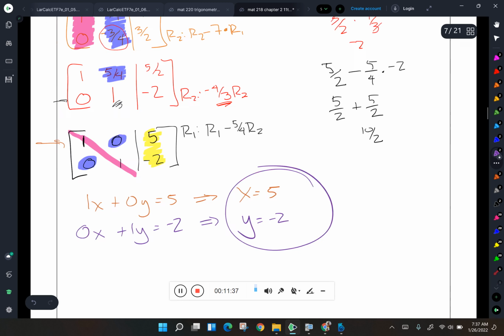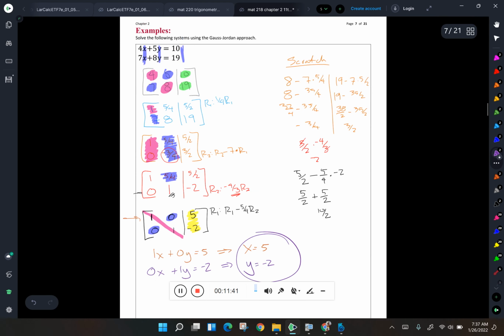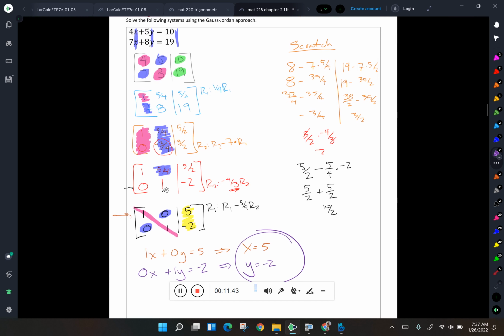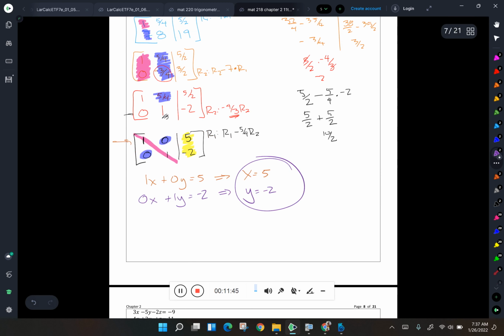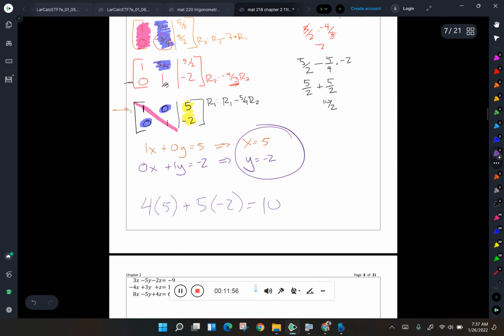If I'm uncertain that I've done this correctly, I can always go back to the original system of equations up top there and plug it in and check. So 4x plus 5y is supposed to be equal to 10. So I'll go ahead and check. 4 times 5 is 20. 5 times negative 2 is negative 10. 20 minus 10 is indeed 10. I feel good about that.